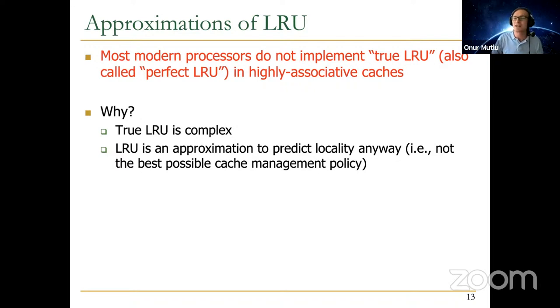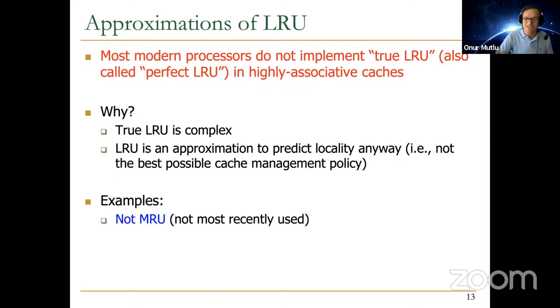So as a result, modern processors implement some approximations. For example, they do not evict the most recently used block. They evict the not most recently used block. This way, the amount of hardware you need is much smaller, right? You just need to keep track of the most recently used way in a cache. And this is much easier to do in a highly associative cache, like 64 ways, for example, right? You just need 6 bits in 64 ways to keep track of which block is the most recently used, right? And then you evict one of the other ones randomly, potentially.